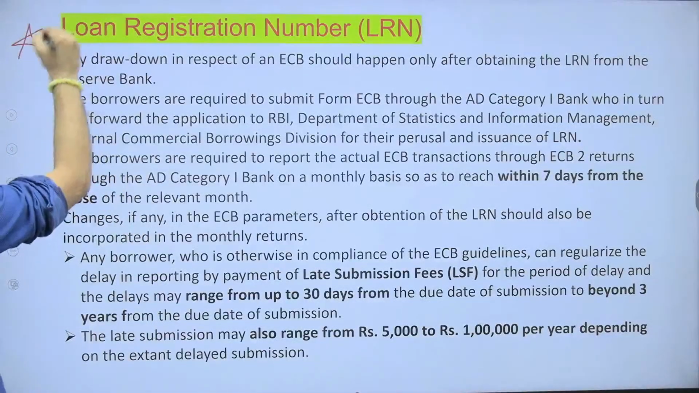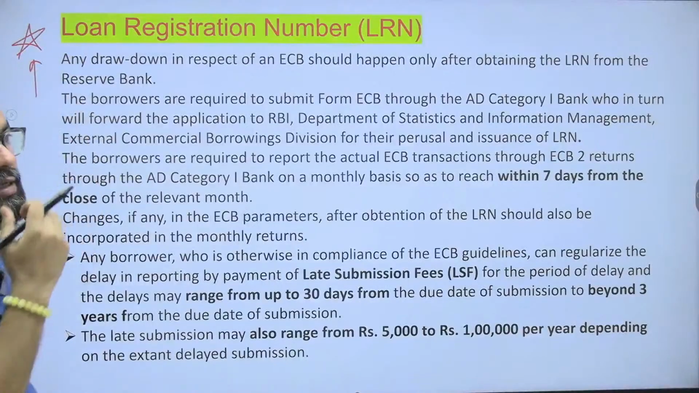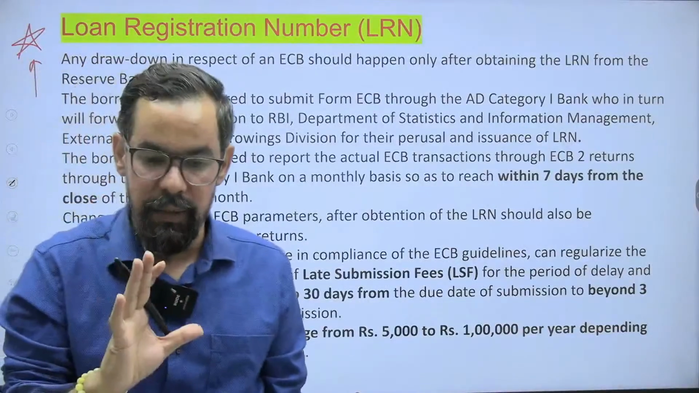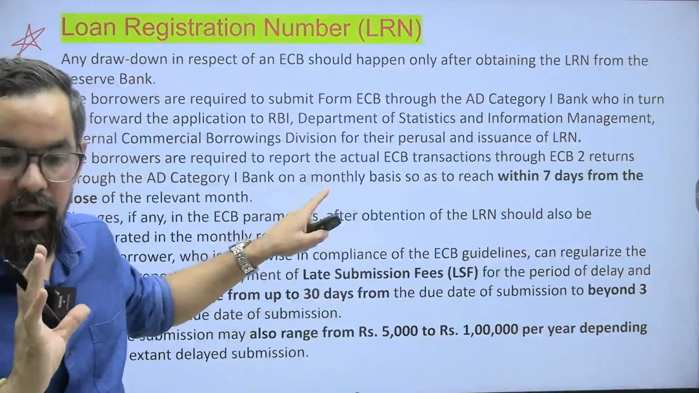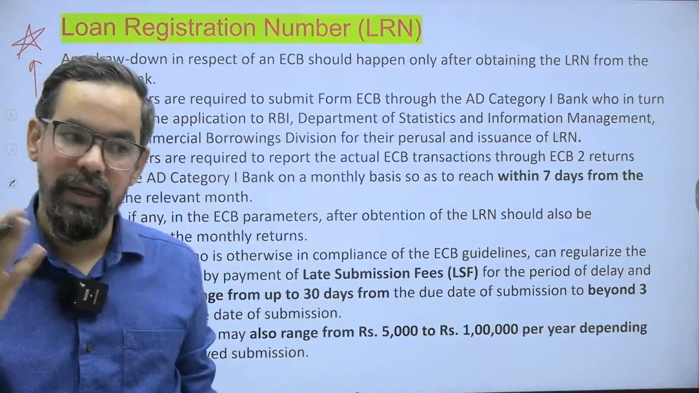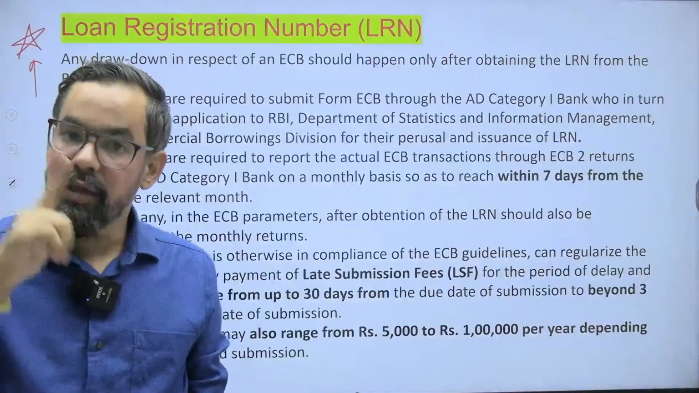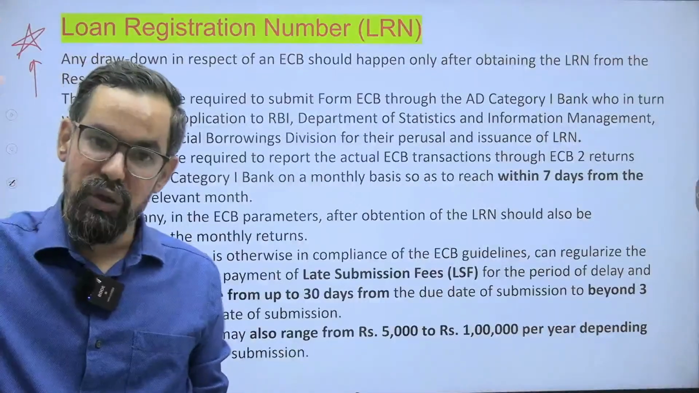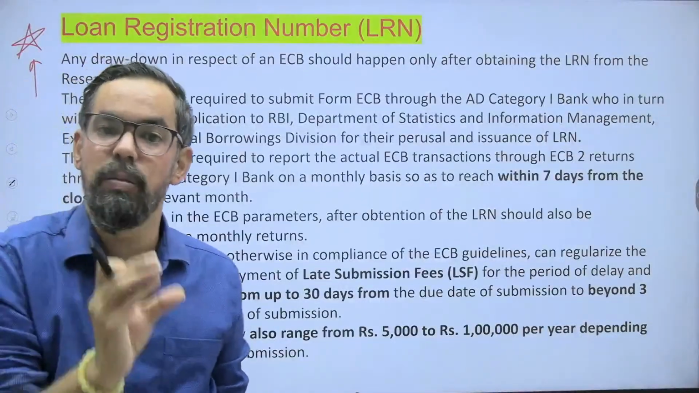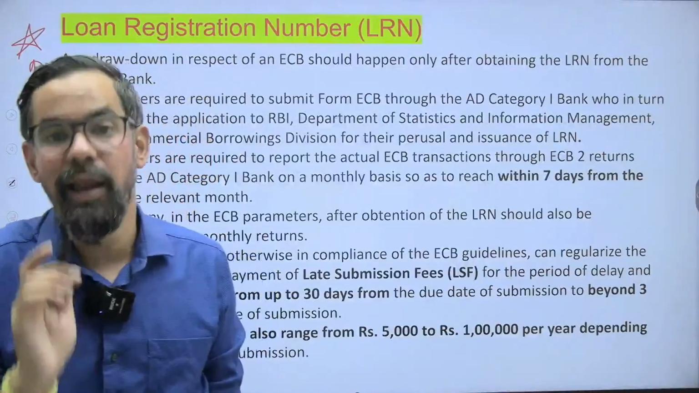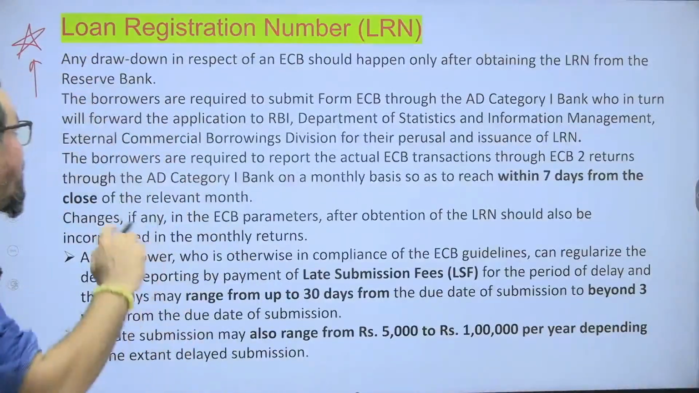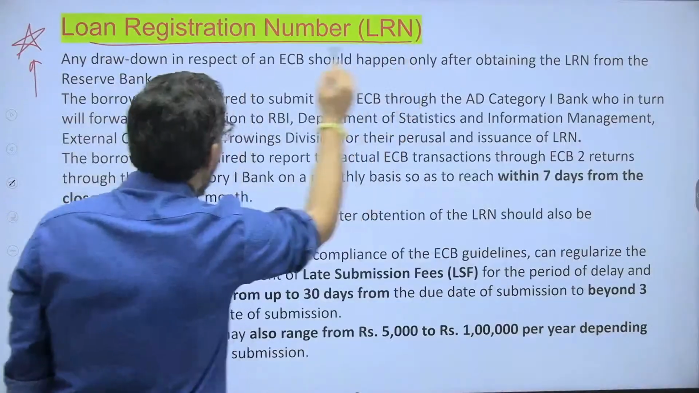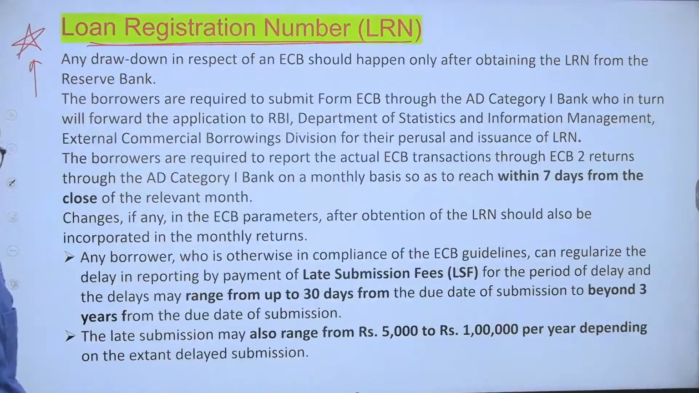So while we raise funds through ECB, let's say as a company, so this is the second part. Once you file the application with the authorized dealer, within 7 days they pass on your application to RBI to generate one number. That number is known as LRN, loan registration number. LRN. So very important one, guys.